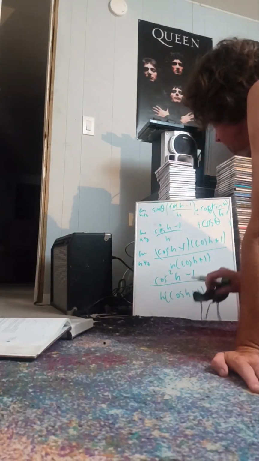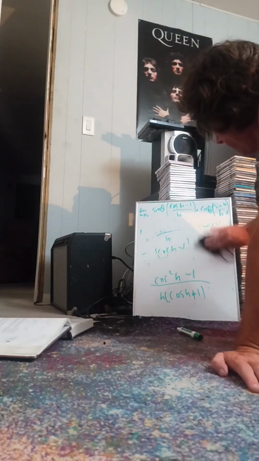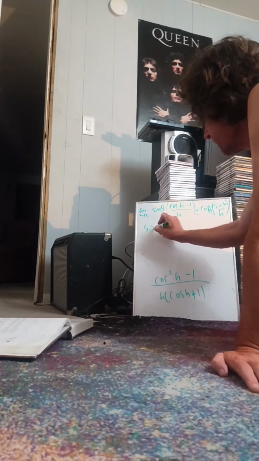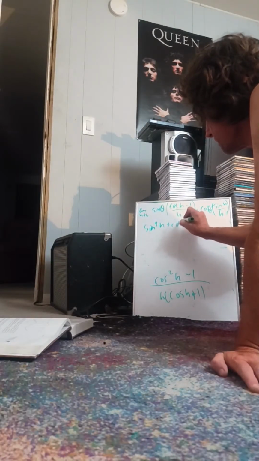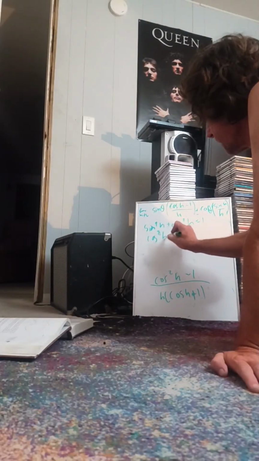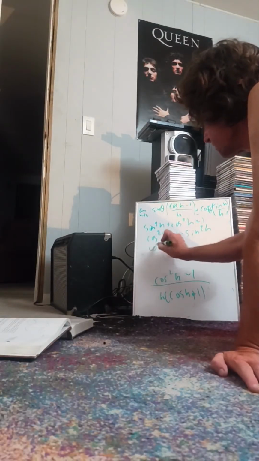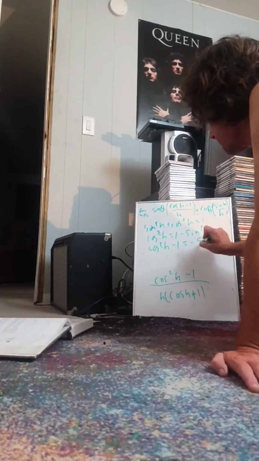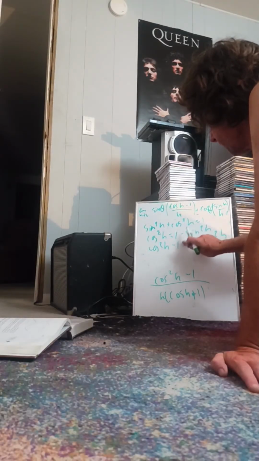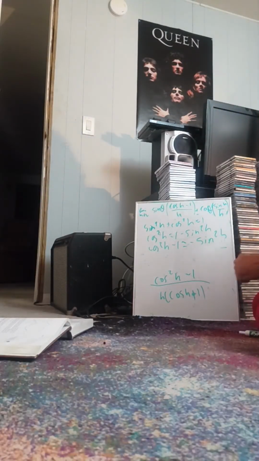So what do you do now? Well, let's check it out. Let's erase some stuff up here. Start up here again. It's sine squared h plus cosine squared h equals 1. It's a trig identity. Therefore, cosine squared h equals 1 minus sine squared h. So cosine squared h minus 1 equals minus sine squared h.